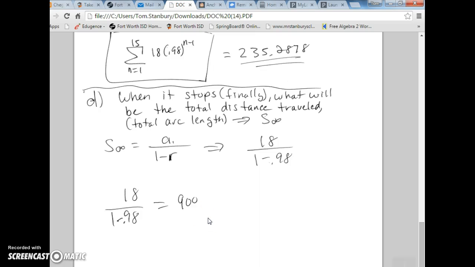So we should work some problems like that tomorrow, some more real-world ones. And don't forget, we can use sigma notation in the calculator if you want.